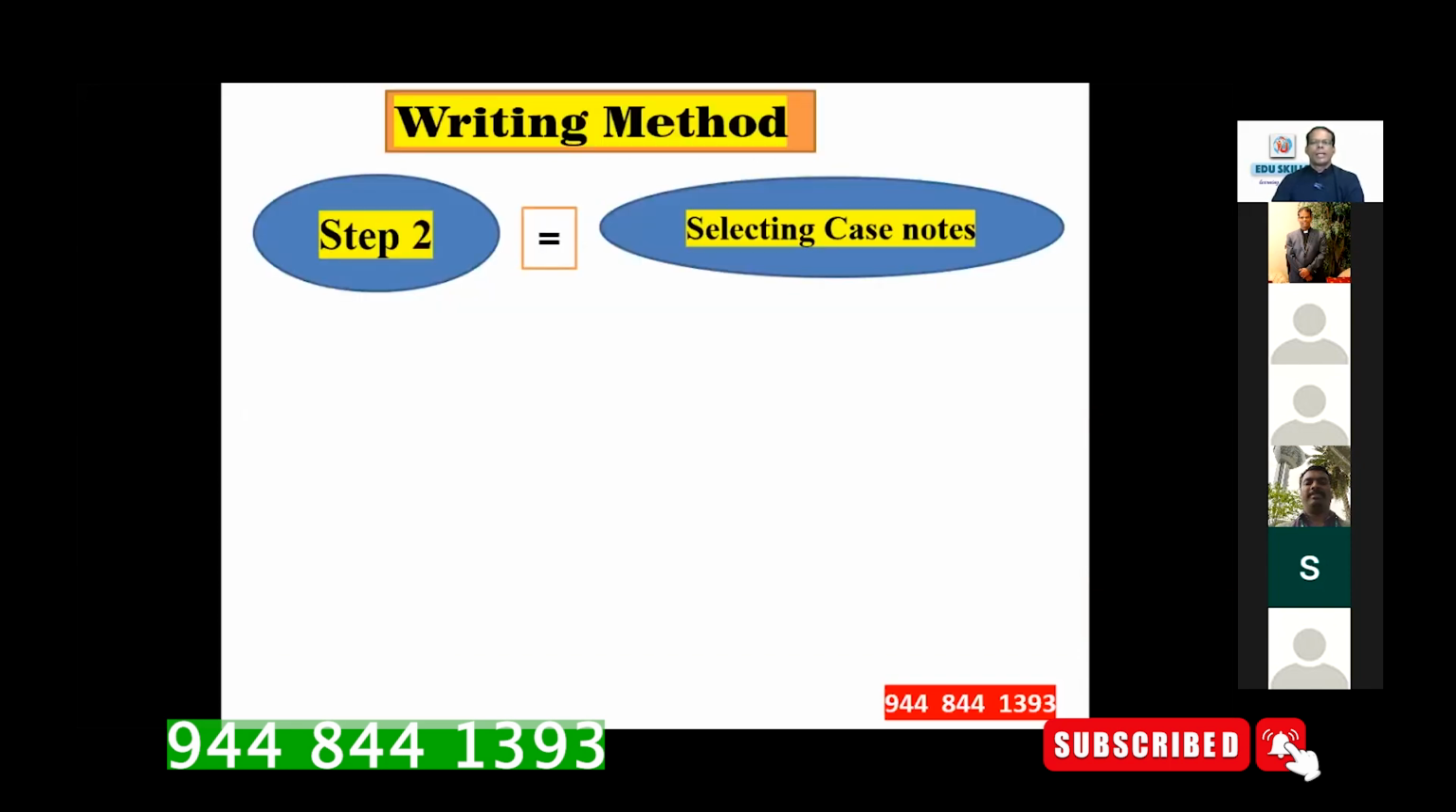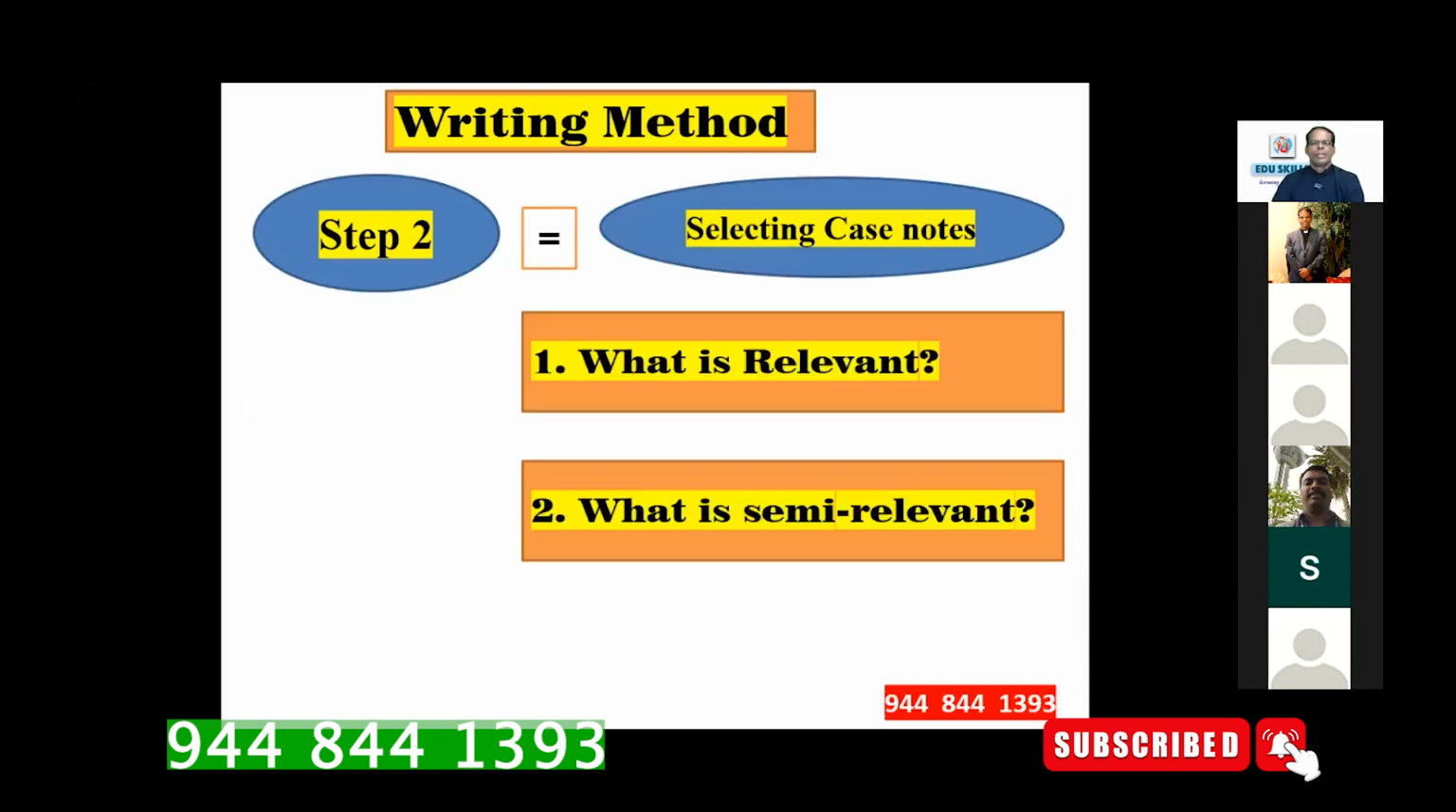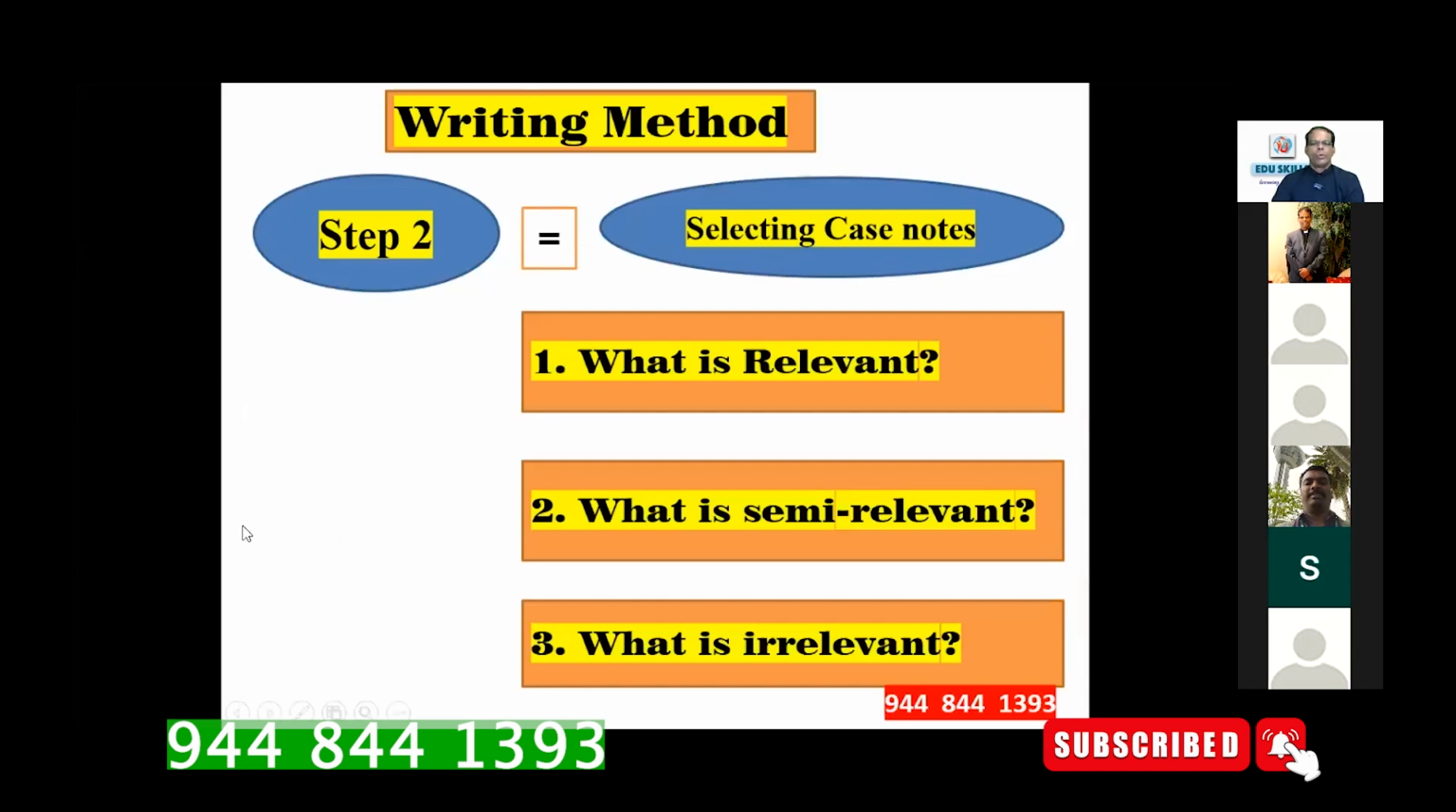Writing method, step 2: selecting case notes. That's what we did. What is relevant? What is semi-relevant? What is irrelevant? Relevant should not be missed. If you miss relevant case notes, you will be penalized for that. If you add irrelevant case notes, you will be penalized.